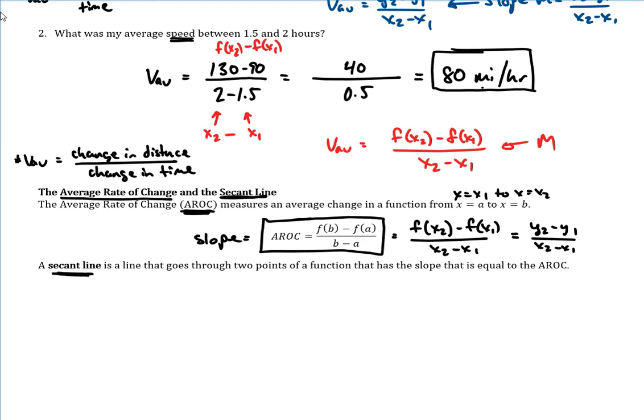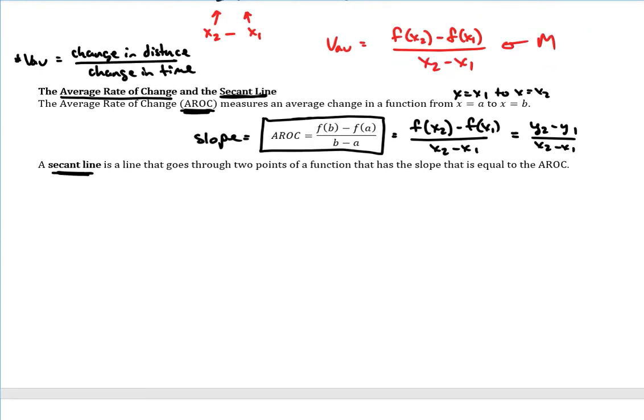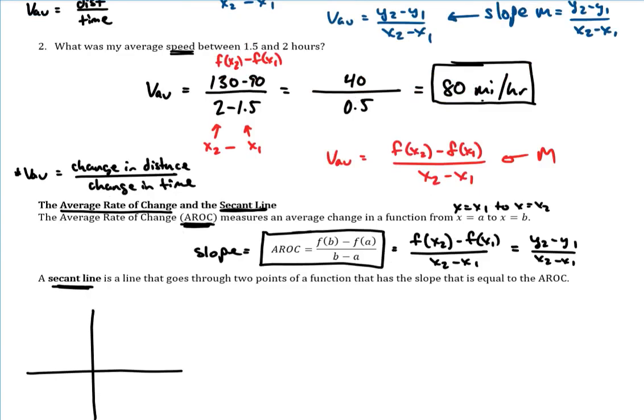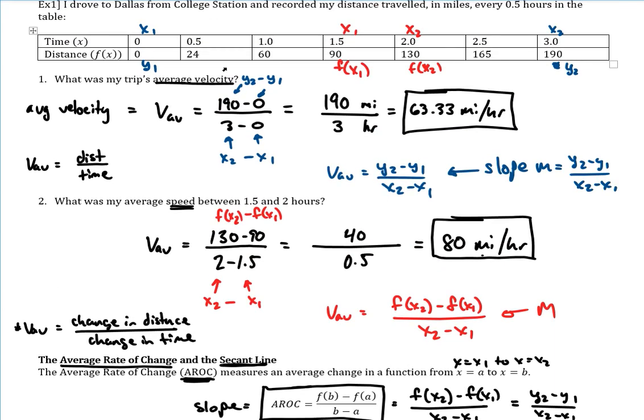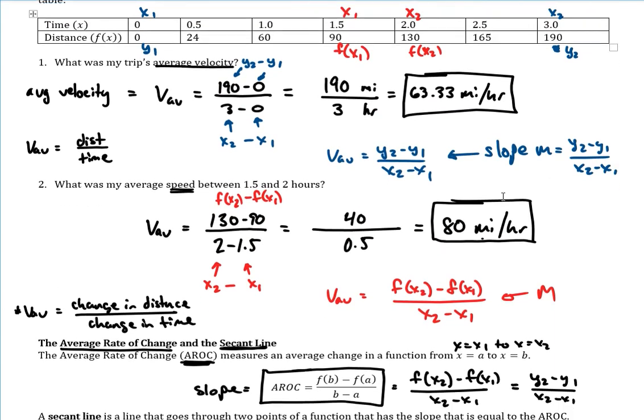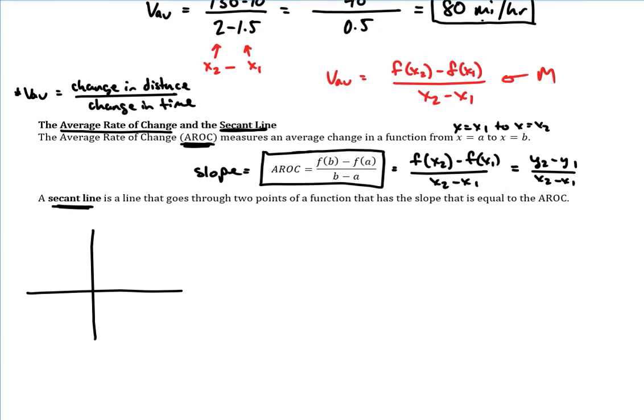Okay, and then a secant line is a line that goes through 2 points of a function that has the slope that is equal to the average rate of change. So there's a space here because, in this one, we did have some function and it's based on points, and we could plot it and do all that and make a graph. But what I want to do is just a quick one.